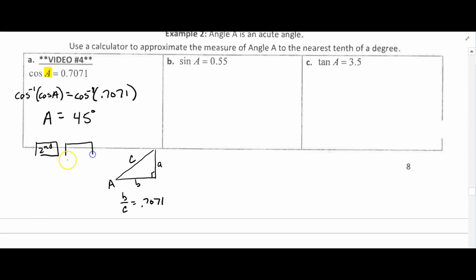Okay, remember, you're going to hit the second button, and then you're going to hit the cosine button, and you should get cosine raised to the -1, which we say cosine inverse on your calculator. And that's all there is to it.